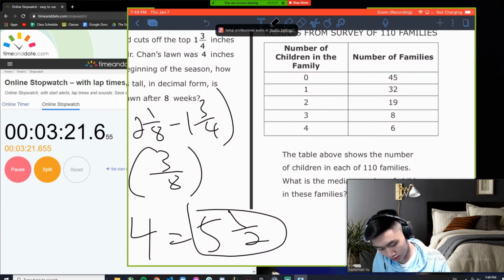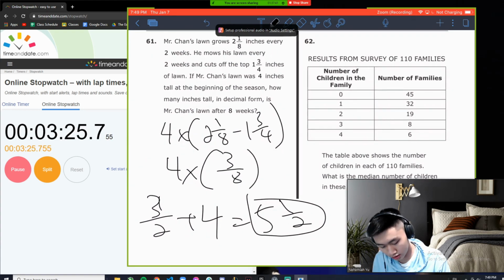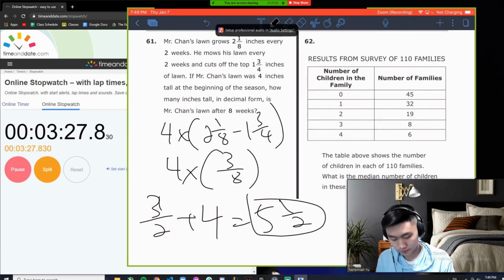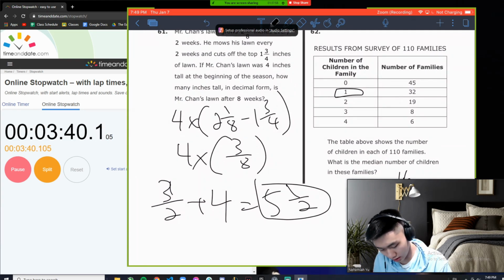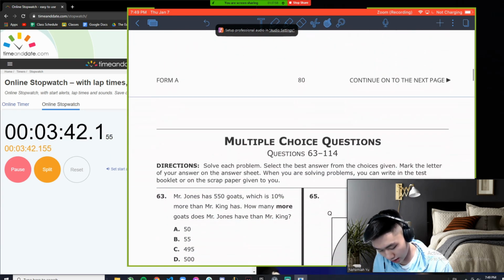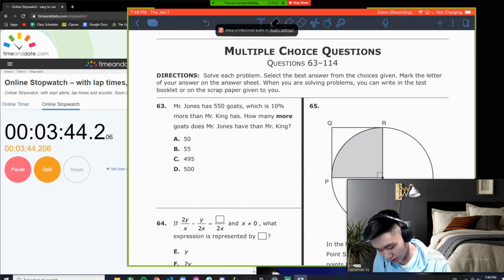Median number of children in these families. So there's 110 families. We want to find like the 55th family. So the median is 1. 55th family. I'm going a little fast. That's because I want to try to speed run it.